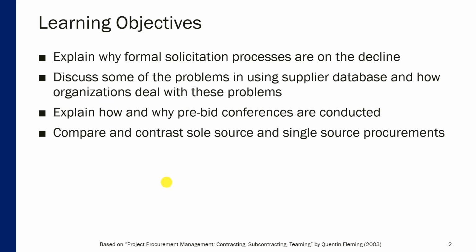Those are the learning objectives for this video presentation. After completing Chapter 10, you should be able to explain why formal solicitation processes are on the decline. It is something that is related to the rise of the use of the internet in buying and selling things or services that were previously purchased through a formal solicitation process. You should also be able to discuss some of the problems in using supplier databases and how organizations deal with these problems. You should also be able to explain how and why pre-bid conferences are conducted. Finally, you should be able to compare and contrast sole source and single source procurements.